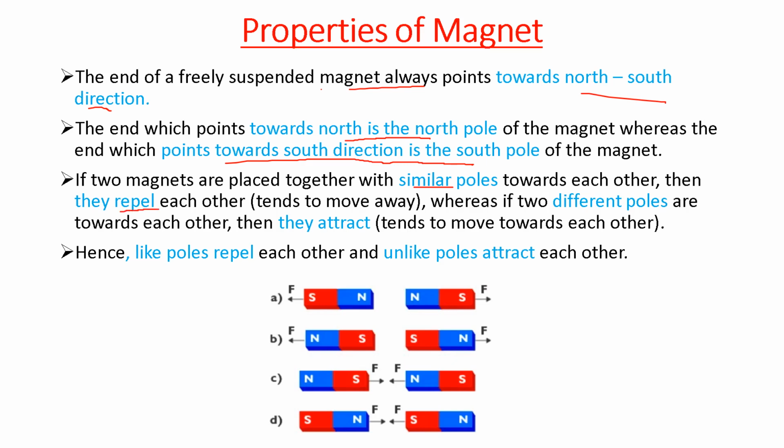Now, if two magnets are placed together, then similar poles will repel each other. As we know, like poles repel each other, and the unlike poles will get attracted. It means if north and north are brought near to each other, they will repel. Similarly, if south and south are brought near to each other, they will also repel. But north and south, or south and north, if they are brought near to each other, then they will attract. So like poles repel each other and unlike poles attract each other. Now this was just the revision of the topics that we have already studied about magnets.